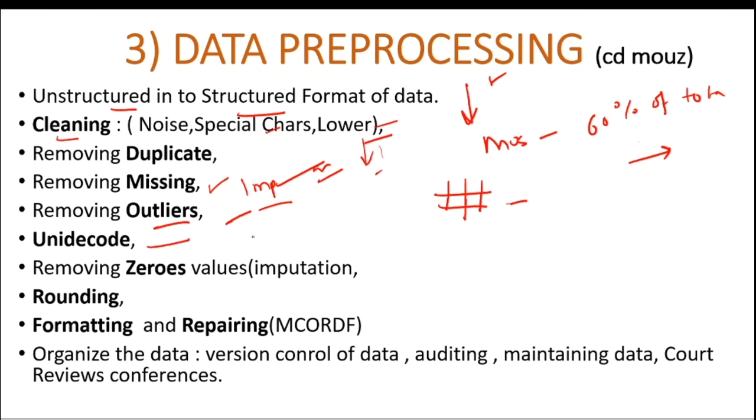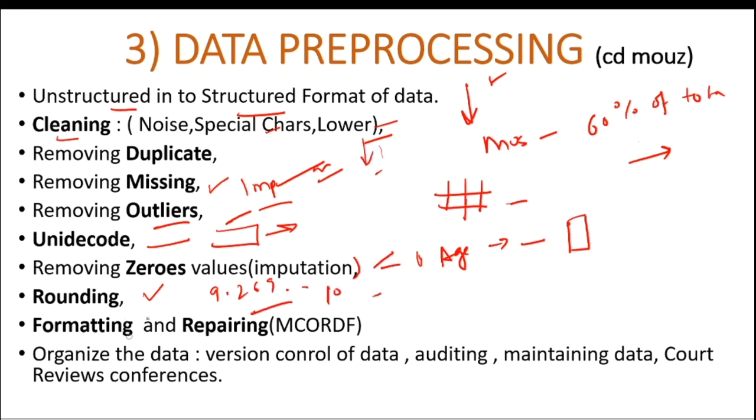We will unicode, we will convert the whole data into one format, and remove zero values, because in some cases we don't need zero values. Suppose we have one column which is age with 0, so age cannot be 0, so we will remove the 0, or we will take the mean, median, mode of that column. We will impute the 0 value. Then we will do rounding off. Suppose there are many digits in the decimal, we will round off to 10 or 9. Then we will format the data in one format.